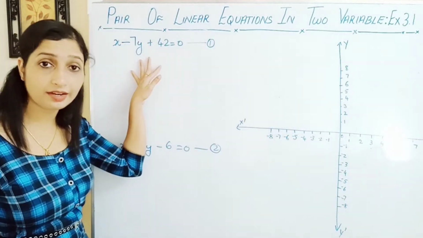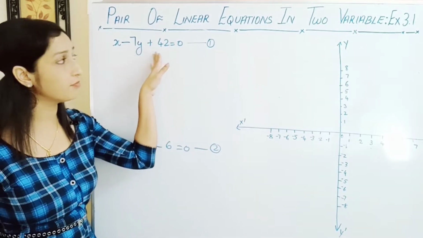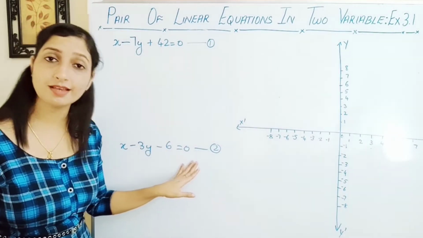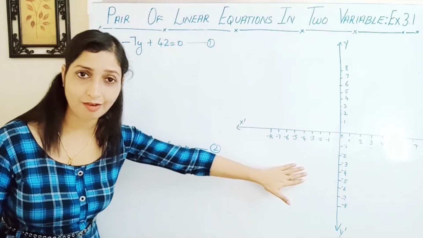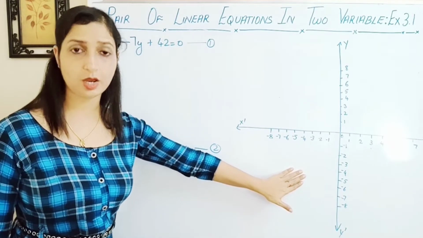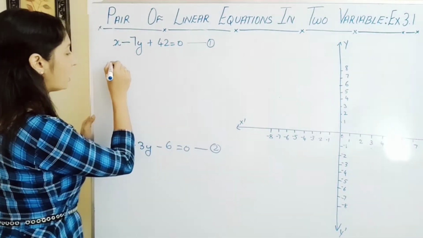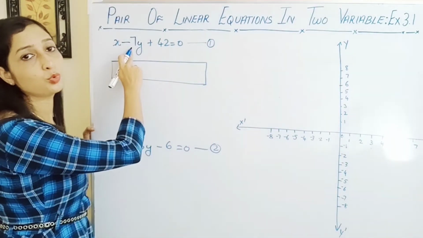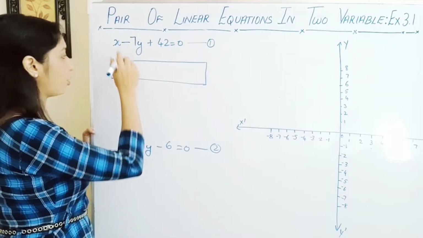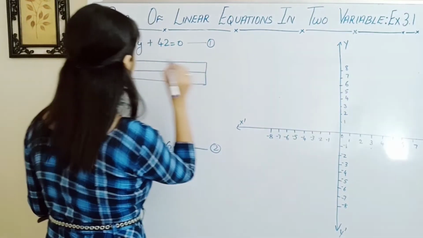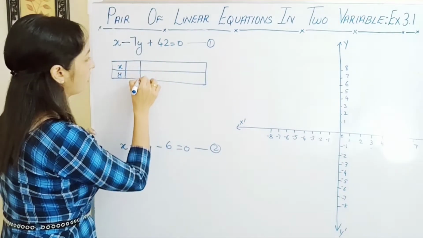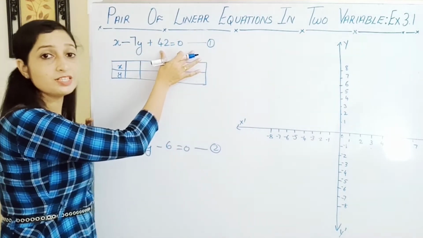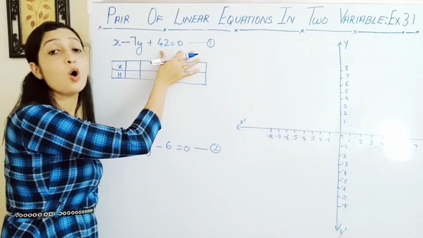Now I have taken down and written both the equations. x - 7y + 42 = 0 was our first equation, and x - 3y - 6 = 0 was our second equation. Now to plot the graph, you need to find the solution set first. Now how do you find the solution set? For different values of x, you find out the different values of y by substituting each value of x in the corresponding equation. So I am drawing the solution set box, that is x and y, and I find different values of y for different values of x. So let's first represent this equation in terms of y equal to.